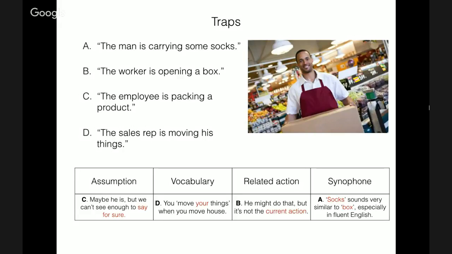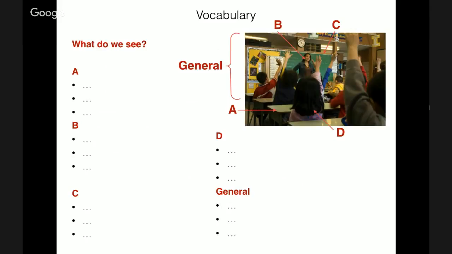The other thing that's difficult in the TOEIC is the vocabulary, because when we look at a picture, when we open the page for part 1 and we're looking at the picture, it's very easy to say, okay, I know what this is.